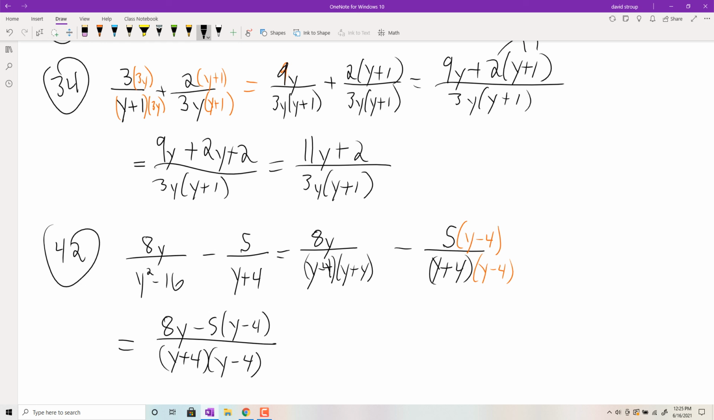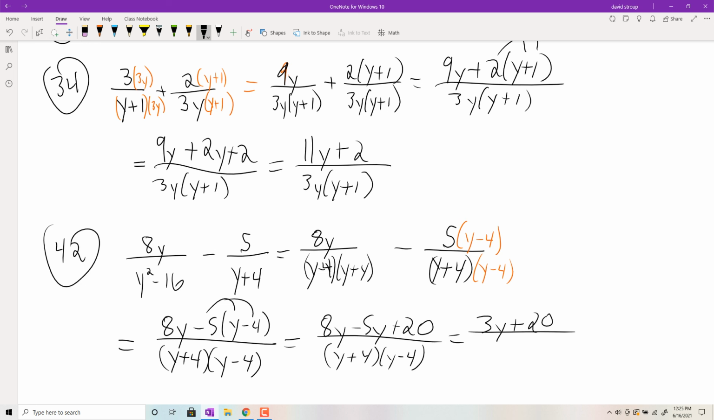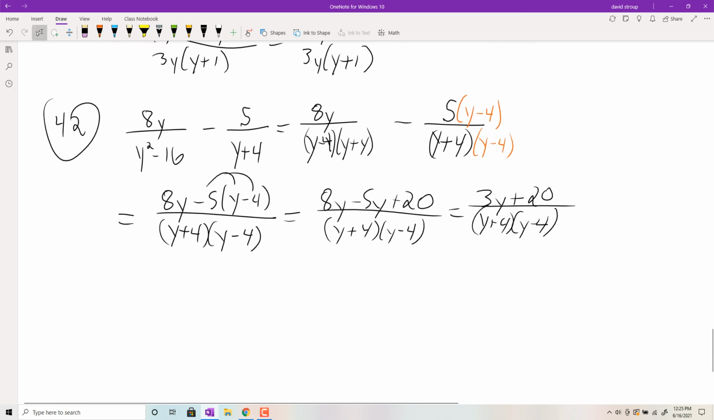I'm going to need to distribute this negative 5. So I have 8y minus 5y plus 20, and then I'm going to end up with 3y plus 20 all over y plus 4, y minus 4. We always like to simplify if we can, but in this case, no, you can't simplify that. It's best to just leave it that way. Don't FOIL out the denominator again.